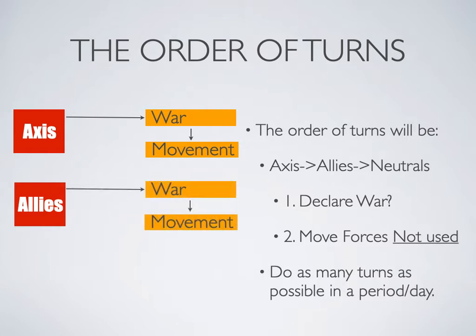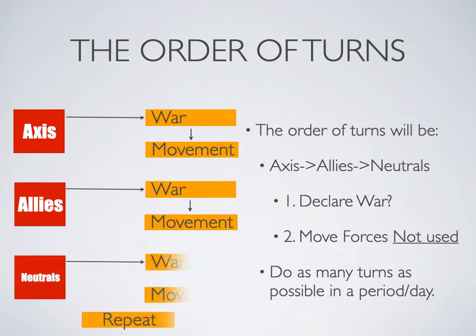After the Axis go, then it's the Allies' turn, and they will do the same thing that the Axis did. They'll have their war phase and their movement phase, where all the countries would be doing their attacking and then they're moving. Finally, the neutrals go. They have war and they have movement as well. And once that's done, we start it all over again. And we try to end with either a war or movement with one of the alliances. And then the next day we start exactly where we left off. And we will try to get as many turns done in one day as we possibly can.